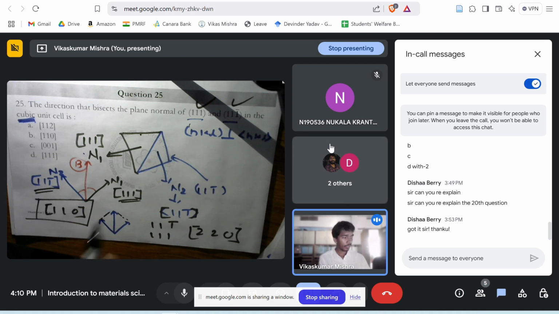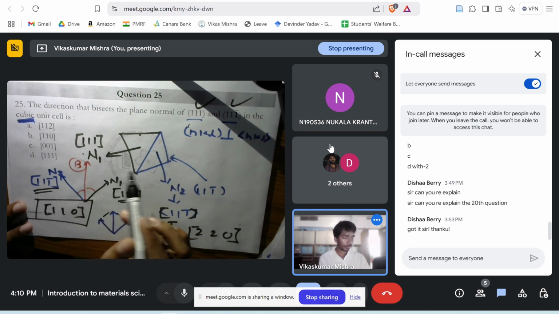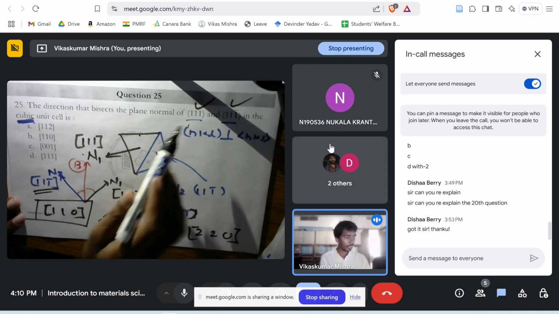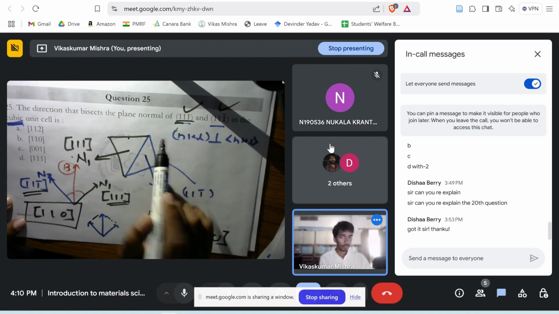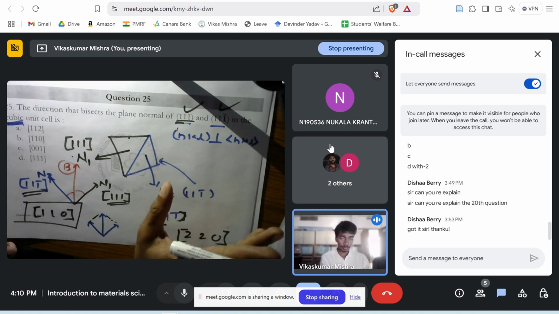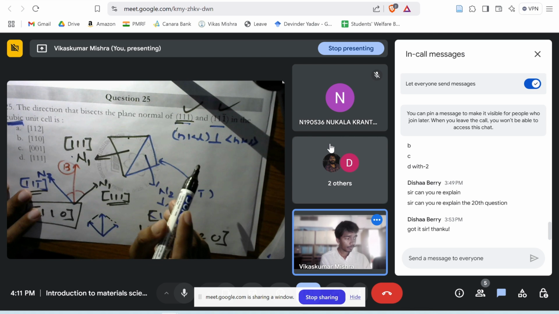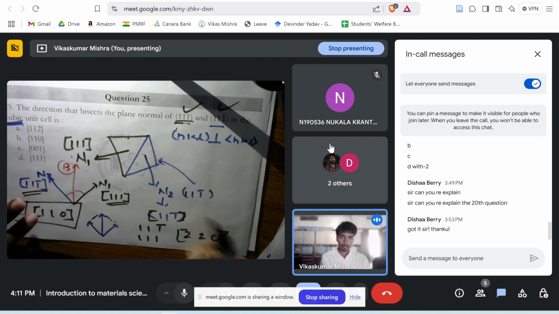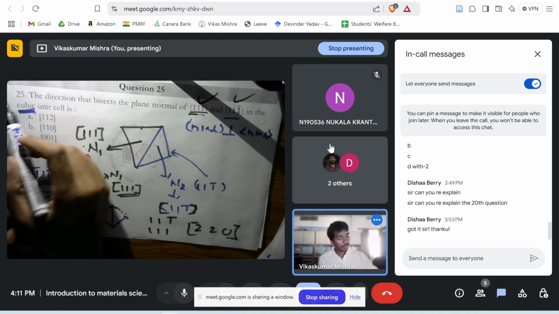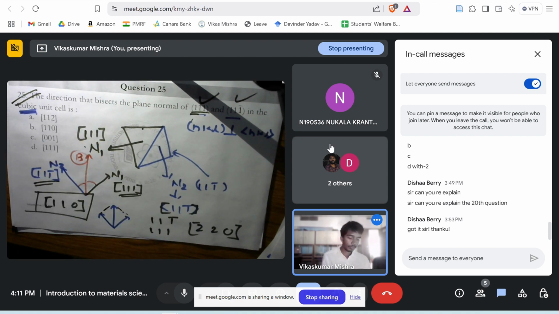All we have to do is find their plane normals, and for the cube it's very easy. Whatever the plane indices given, the normal will have the same indices. This is only true for the cube, not for anything else, not for tetragonal, monoclinic, orthorhombic, those things. Only for the cube. Once you find the indices of the normals, you can add them, since they are directions. So with that we have solved question number 25.